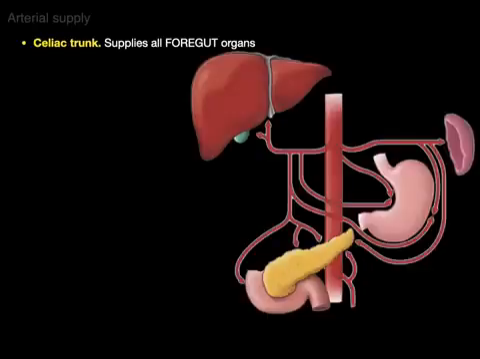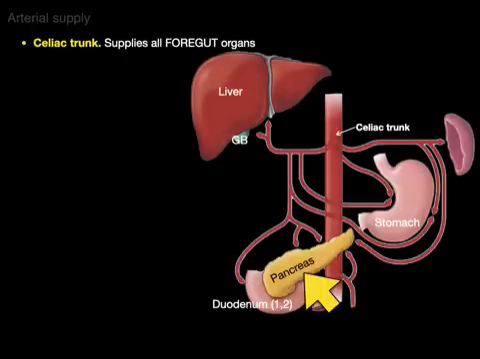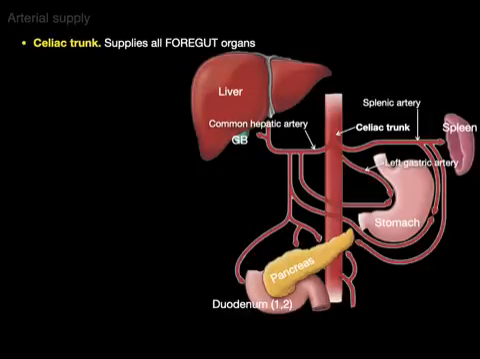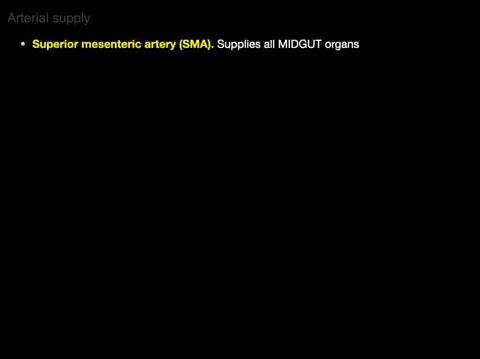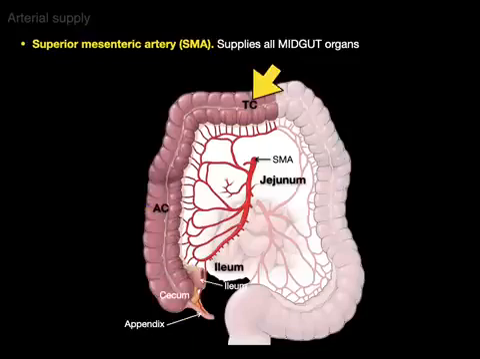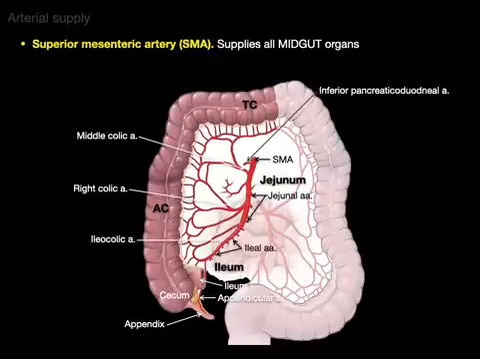So the celiac trunk supplies all foregut organs. Here we have the celiac trunk coming off the abdominal aorta. So there's the stomach, and there's the duodenum, and the pancreas, and the liver and gallbladder, and the spleen. All those organs, they're supplied by the celiac trunk through those branches. Okay? Now, the superior mesenteric artery supplies all midgut organs. There's the SMA, so there's jejunum, and there's the ileum, and there's the cecum and appendix, and there's the ascending and transverse colon. All of those organs are supplied by the SMA through those branches.